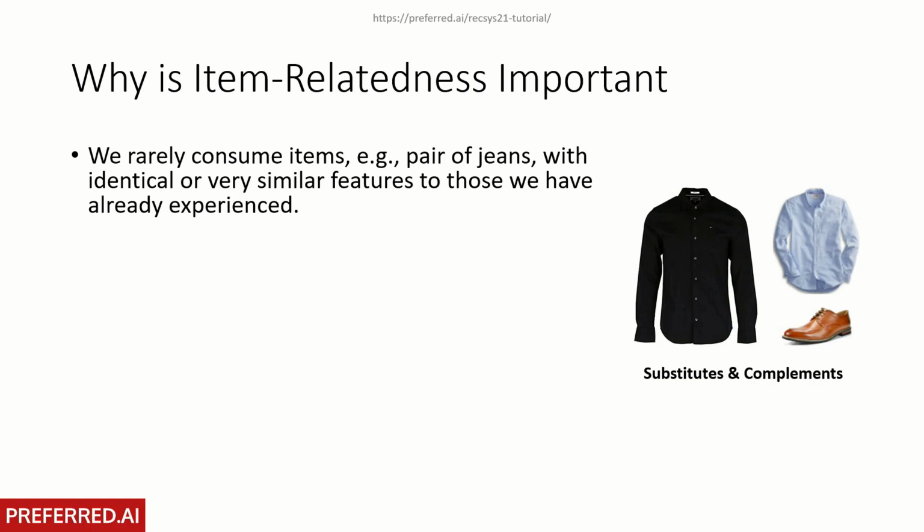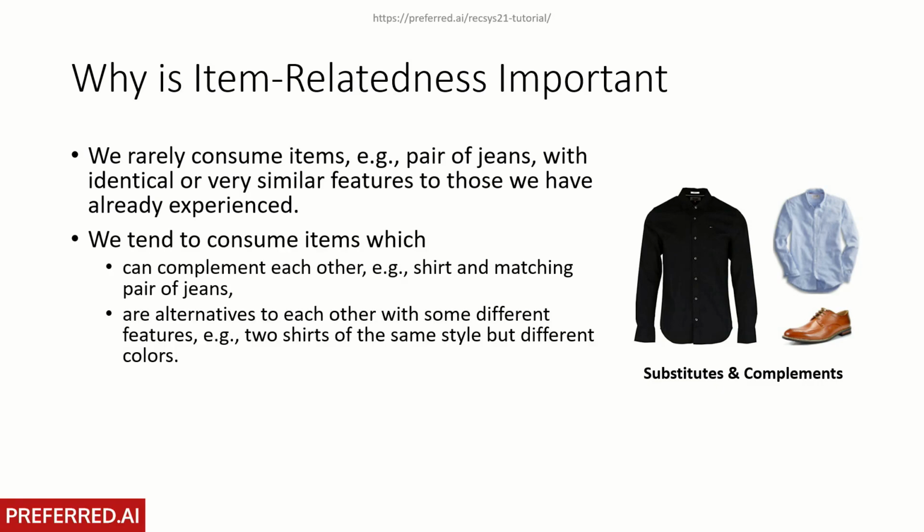Now, why is it important to consider item relatedness when you are working with recommender systems? It's because we rarely consume items that are identical. If we have bought, for example, a specific shirt in a specific color, we won't consider buying that item again and again. So we rather tend to consume items that are either complementary, such as a pair of shoes that goes well with a pair of jeans or a shirt, or items that are alternatives with some different features, like different colors or things like that.